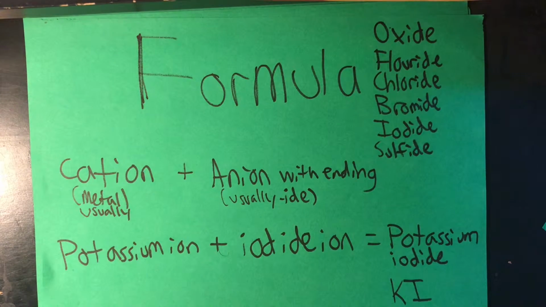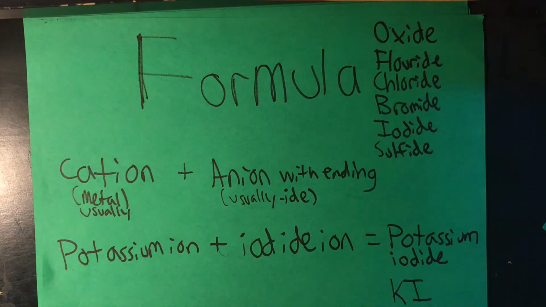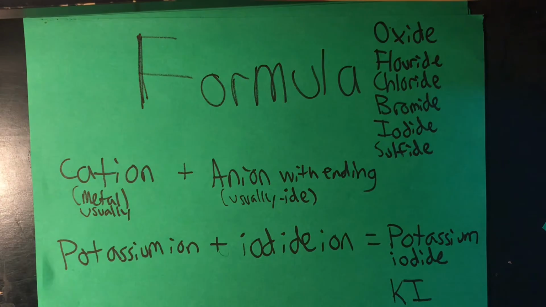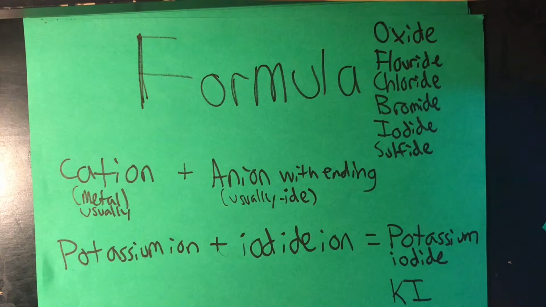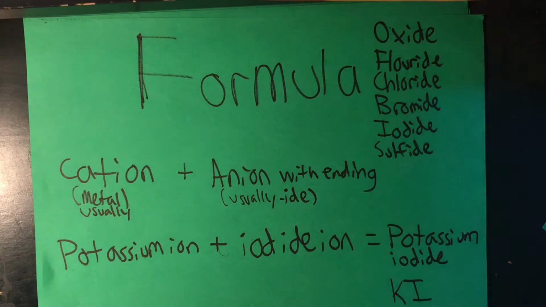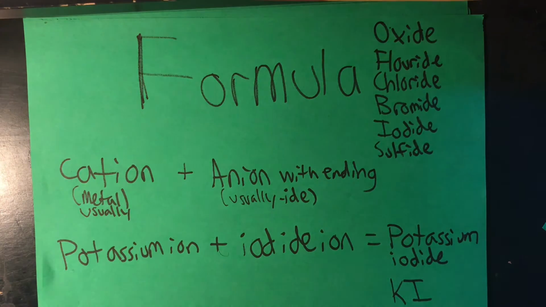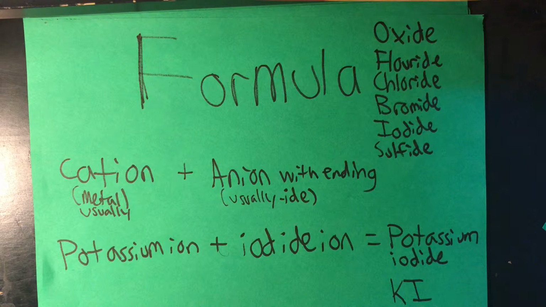It's pretty simple. You take a cation and an anion, and the anion has an ending of -ide. So for example, potassium ion and iodide ion make potassium iodide. Now the anions usually end in -ide. Some examples: oxygen becomes oxide, fluorine becomes fluoride, and chloride, bromide, iodide, sulfide.